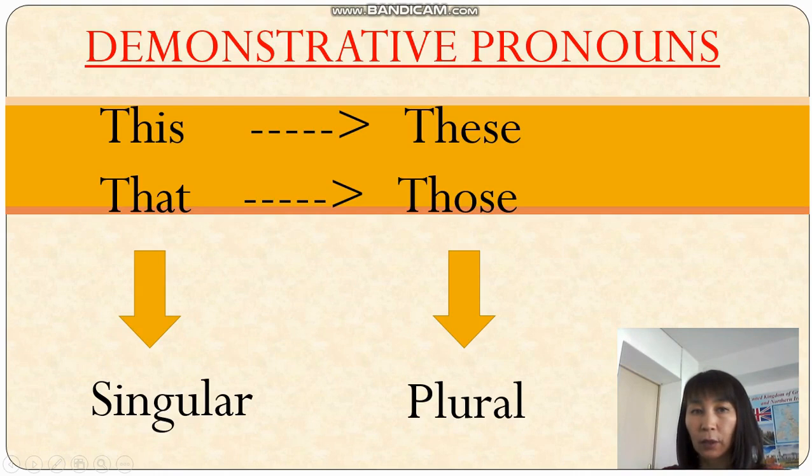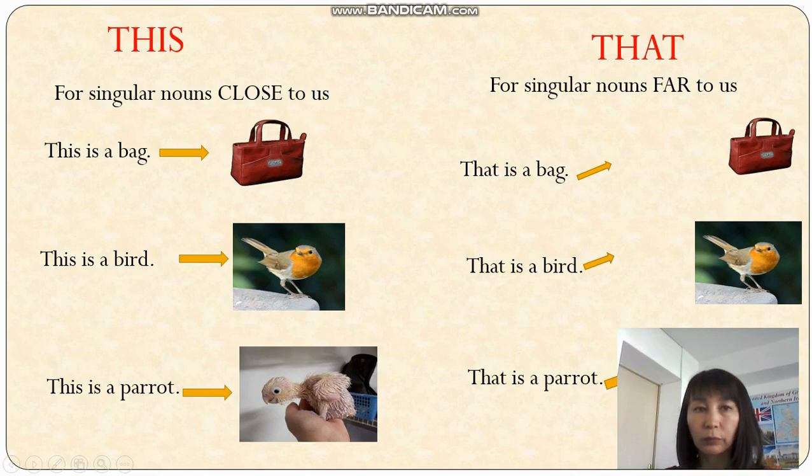This, plural, these; that, plural, those. This, for singular nouns close to us. For example, this is a bag. This is a bird. This is a parrot. That, for singular nouns far to us. That is a bag. That is a bird. That is a parrot.